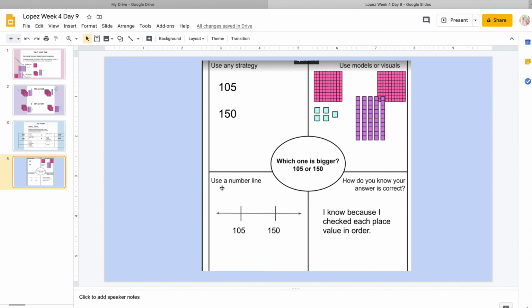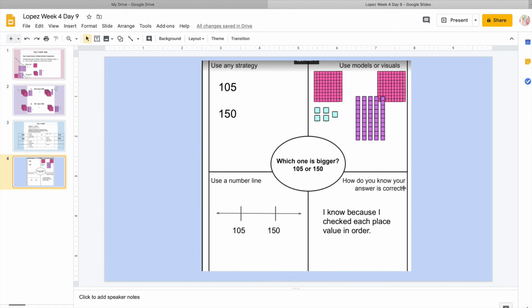When we are using a number line comparing these numbers, which number would come last on the number line? Because when it's asking for the bigger number, it's asking for the number with the greatest value. And the number with the greatest value is going to be closest to the end of the number line, not at the beginning. So based on their value, 105 comes before 150. So we know 150 is the bigger number.